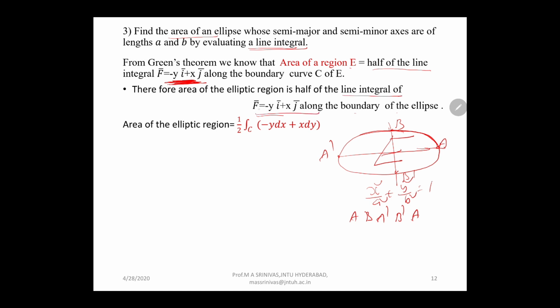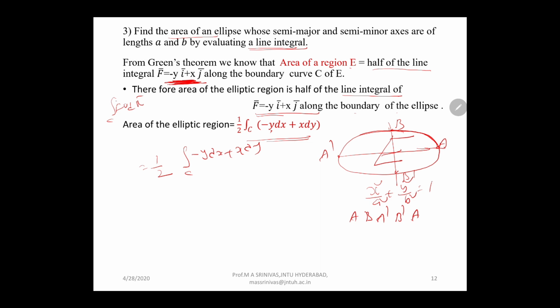What is the line integral of f bar along the boundary? It is f bar dot dr bar, the line integral over C. F bar is this. What is dr bar? dx i bar plus dy j bar. What is the dot product of these two? F dx plus g dy, where f is minus y. This I have to evaluate for finding the area along this curve. Therefore, area of the region is half of the integral over C of minus y dx plus x dy.